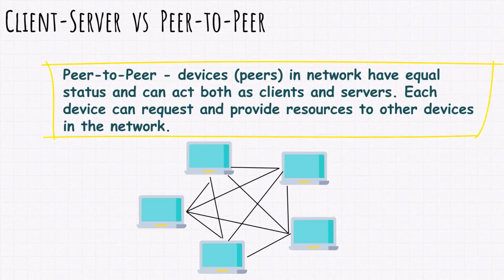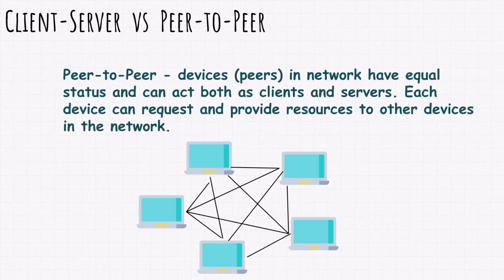Devices or peers in the network have equal status and can act as both client and server. Each device can request and provide resources to other devices in the network. It is also considered decentralized since peer-to-peer networks lack a central server. Instead, devices communicate directly with each other. They share resources such as files or processing power without relying on a central point of control.